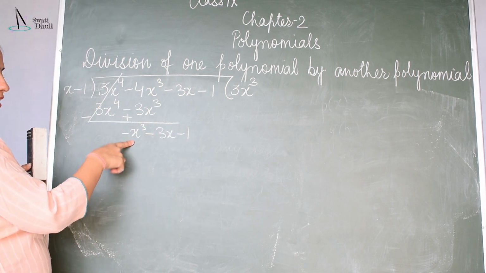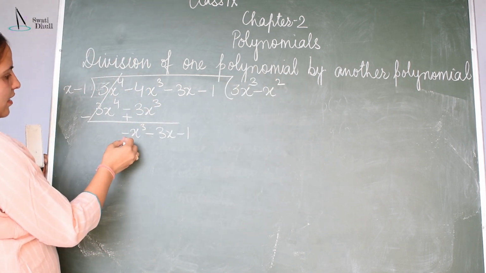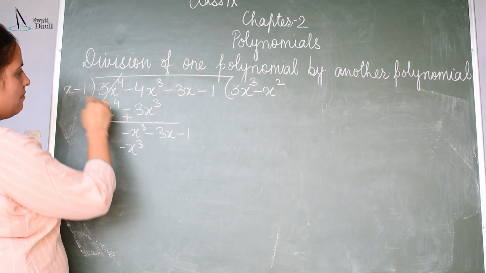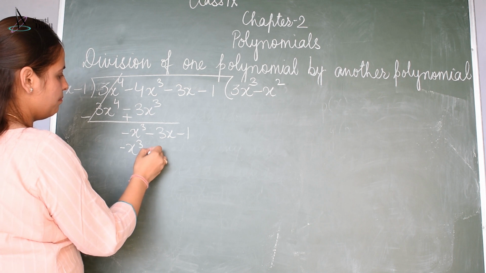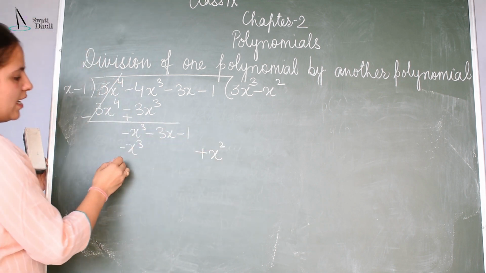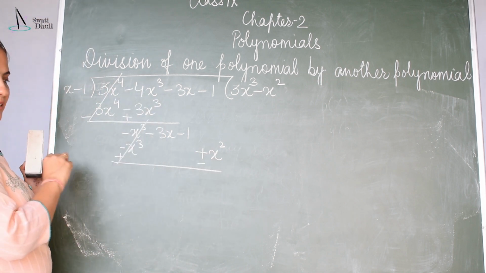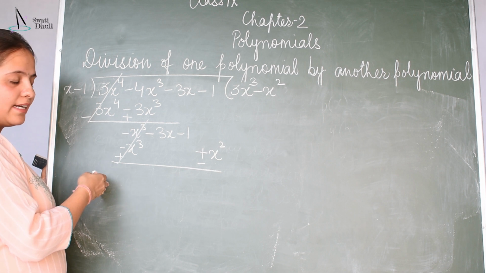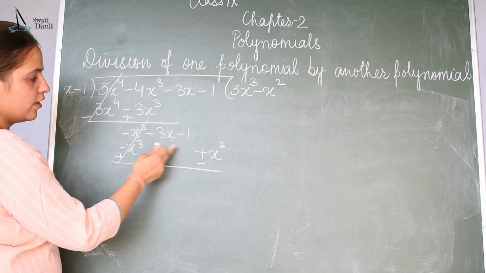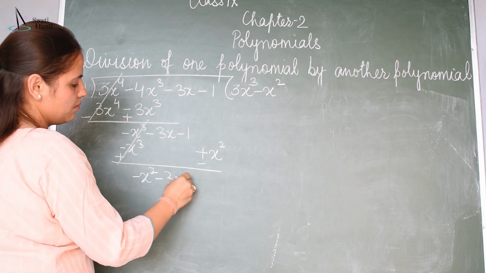Now I have to divide this with this. So minus x square. So what will I get here? Minus x cube, minus 1 into minus x square is plus x square. There is no term containing x square, so I have to write it separately, plus, and this will be minus, so this will be cancelled out. Now I have to write the polynomial in descending order of the power. So it will be minus x square minus 3x minus 1.